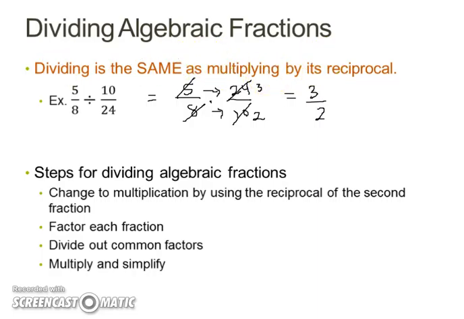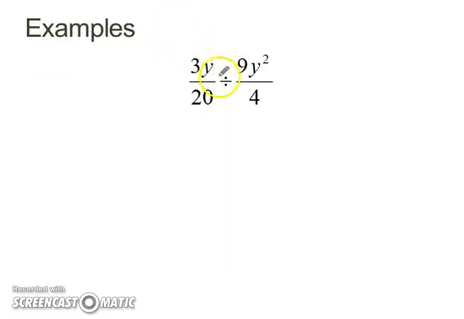The other option, if you multiply horizontally, so 5 times 24, you end up with 120. 8 times 10, you end up with 80. And then it still simplifies to 3/2. So dividing rational expressions is actually done the exact same way. When you have your two fractions, you want to rewrite it to multiplying by the reciprocal.